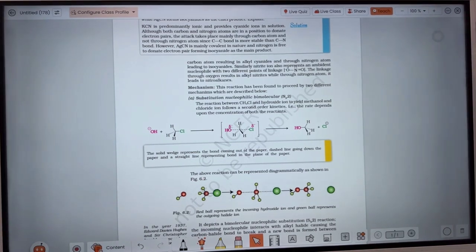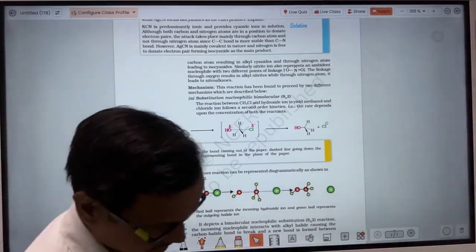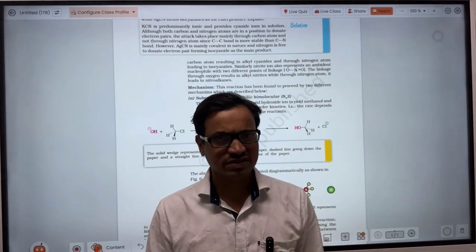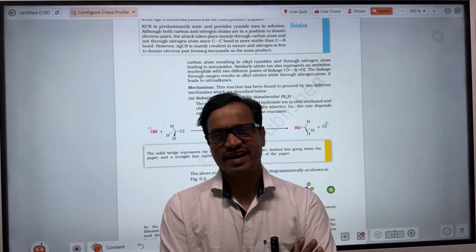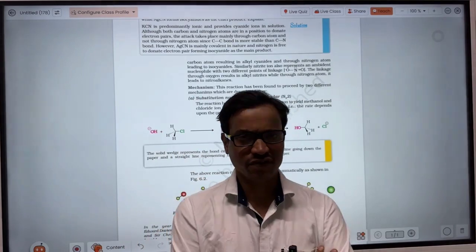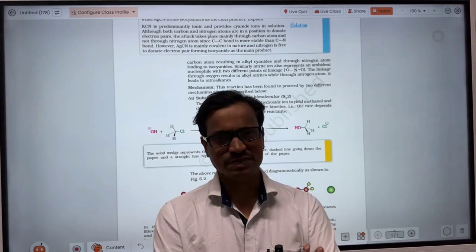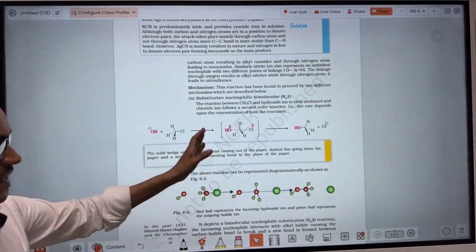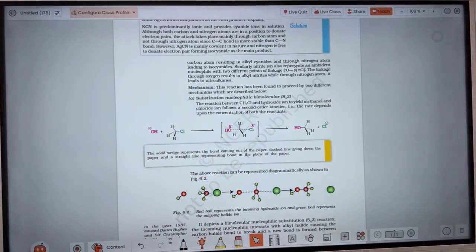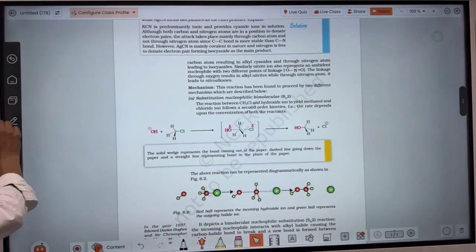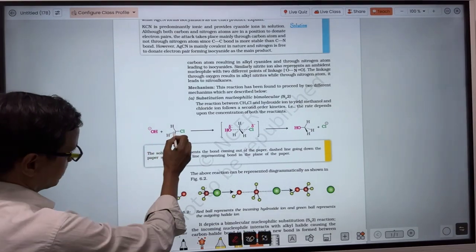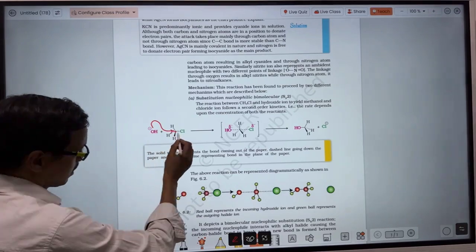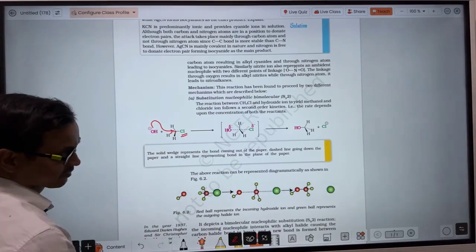So how do we say it is an SN2 mechanism? When the rate of reaction depends on the concentration of haloalkane as well as on the concentration of nucleophile, then it is said that the reaction takes place through the SN2 mechanism. And in the SN2 mechanism, the nucleophile approaches this alpha carbon atom from the backward side of the halogen.